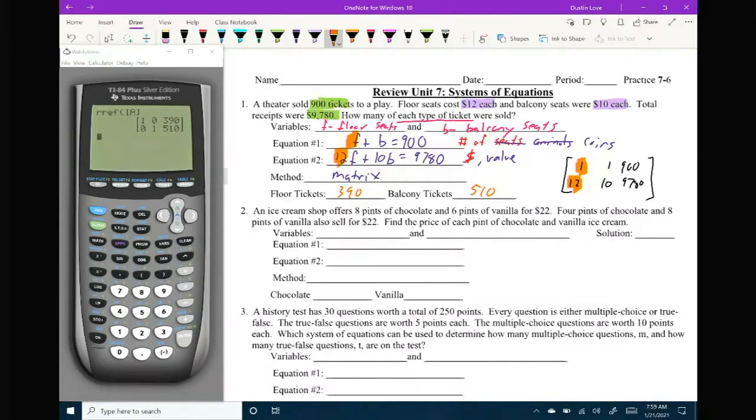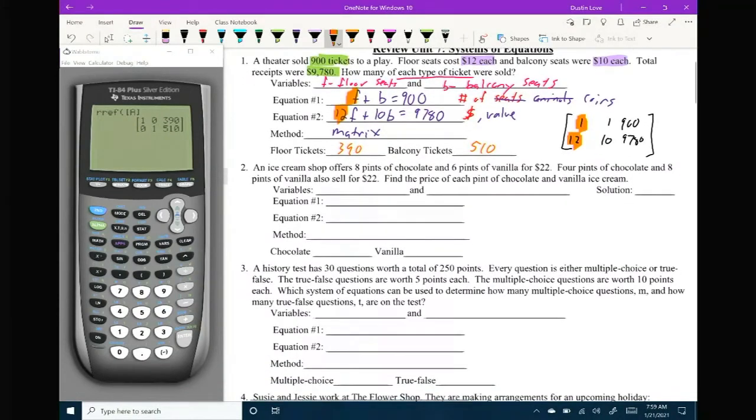Okay, number 2, an ice cream shop offers 8 pints of chocolate ice cream. Oh, I'm going to jump to the question. Find the price of each pint of chocolate and vanilla ice cream. Well, that's easy.